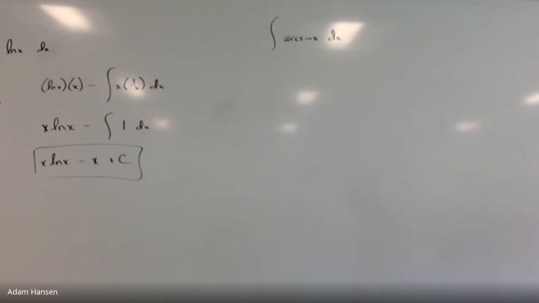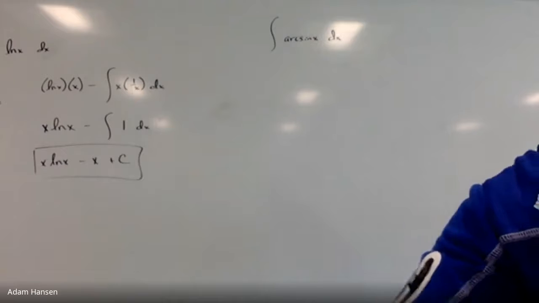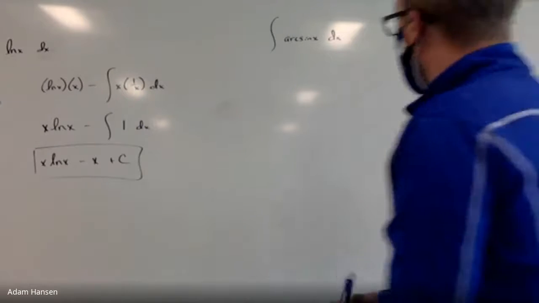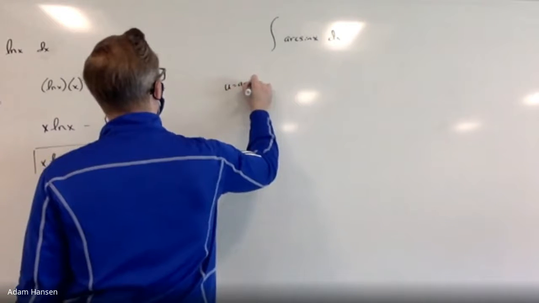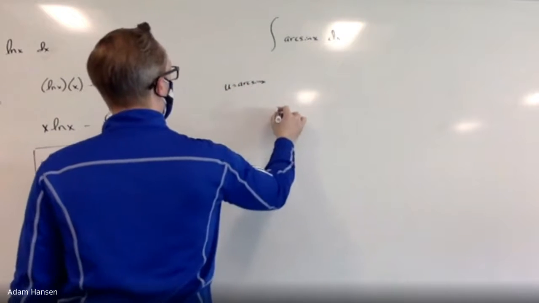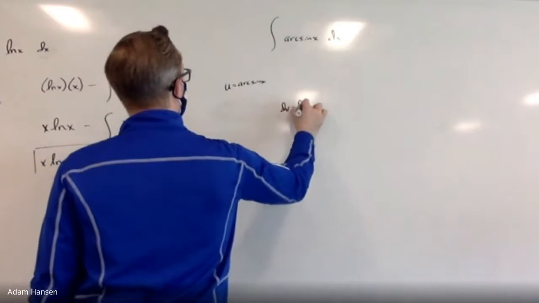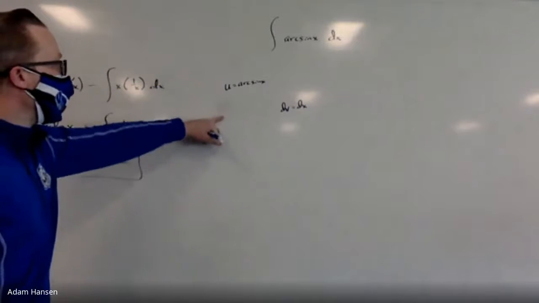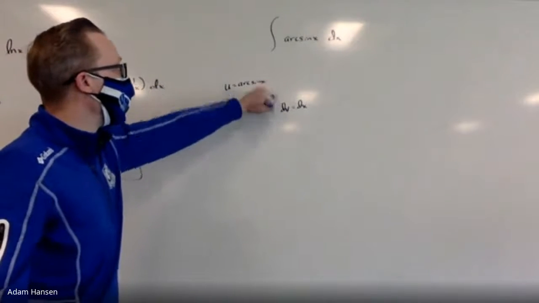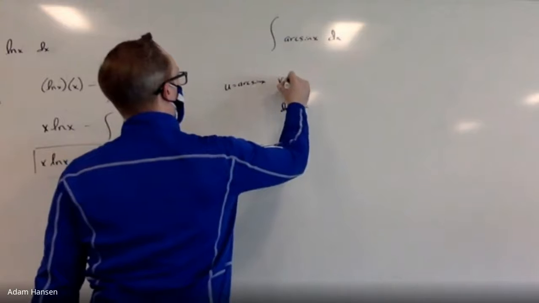What do you think u and dv should be? U is arc sine x, all right? Typically u is whatever is more easily differentiable. Shay says, all right, try u equals arc sine x, and that sounds reasonable. As good a guess as any, leaving us dv as the same as dx. Take the derivative of u, take the antiderivative of dv to figure out the other two parts.